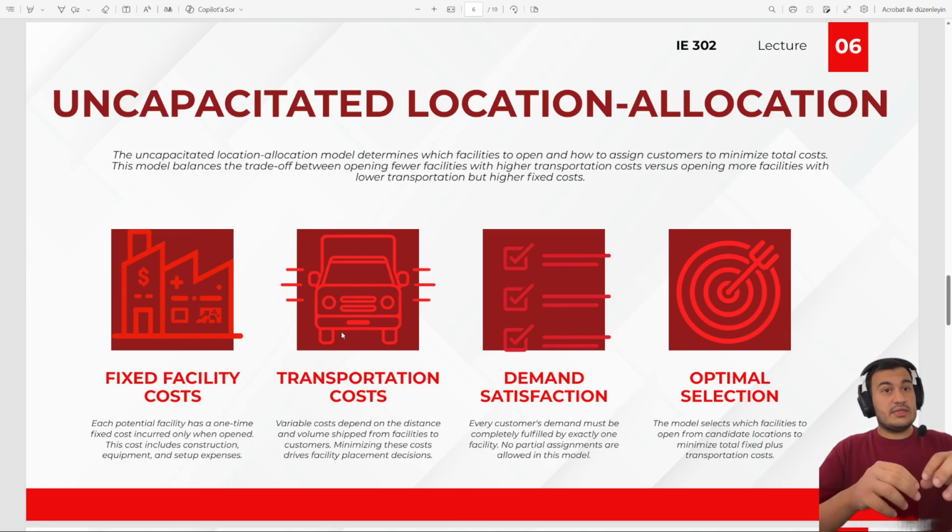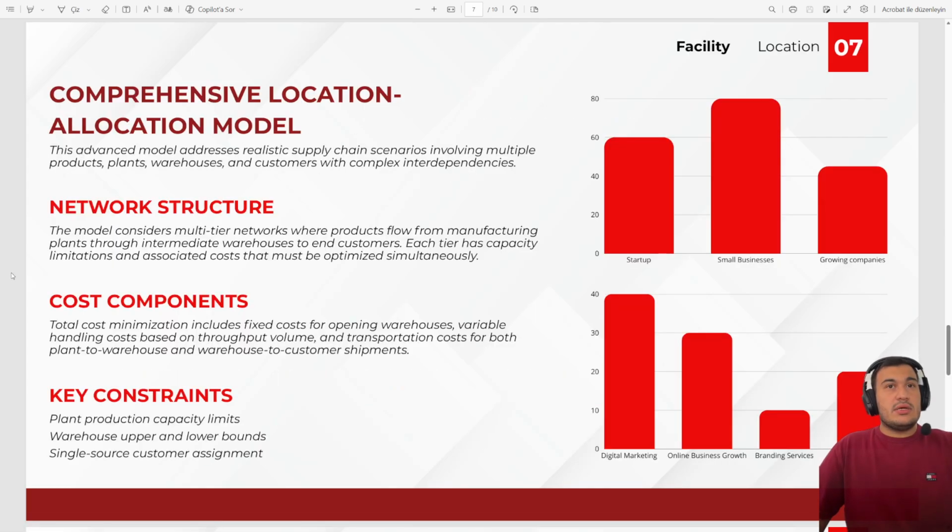This model analyzes four main components to find the perfect balance: fixed facility cost, transportation cost, demand satisfaction, and optimal selection. In this slide, we are going to talk about comprehensive models and extensions. In real life, supply chains are more complicated than the basic framework. That's why we use the comprehensive location allocation model.